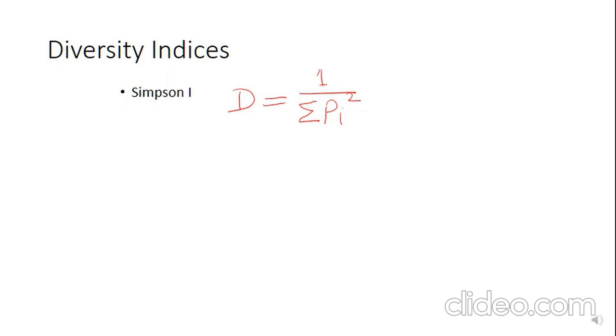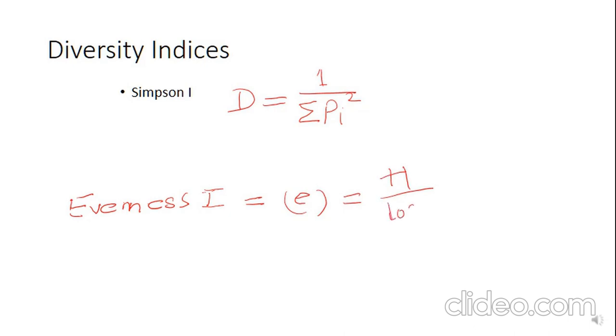Next we have the evenness index. This index can be represented by E is equal to H divided by log S. H we know is the Shannon value, and log S, what is S? S is the number of species.